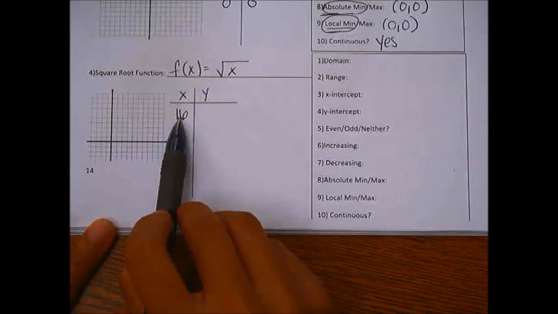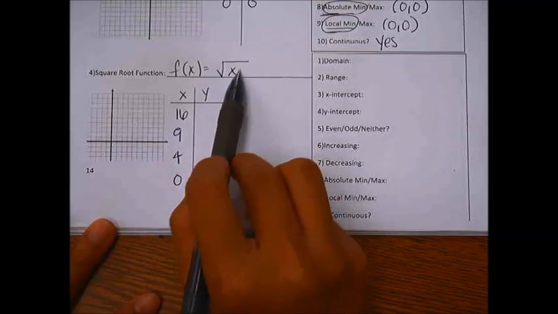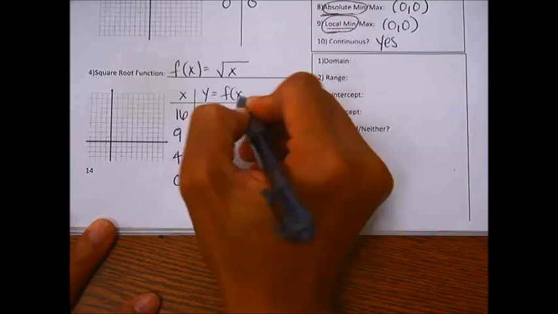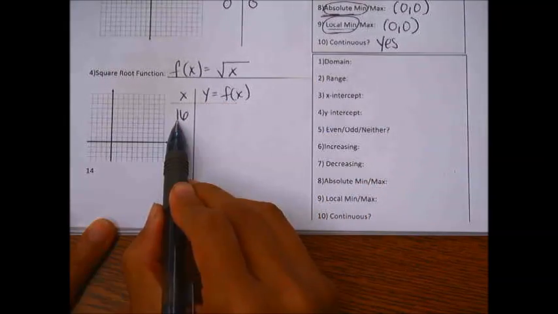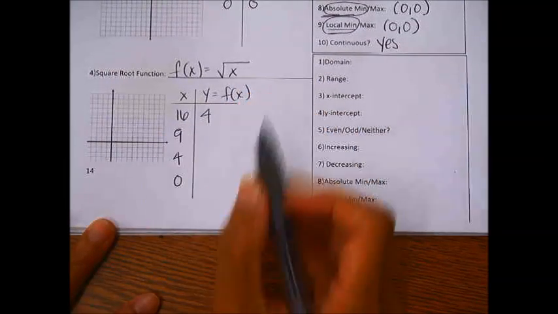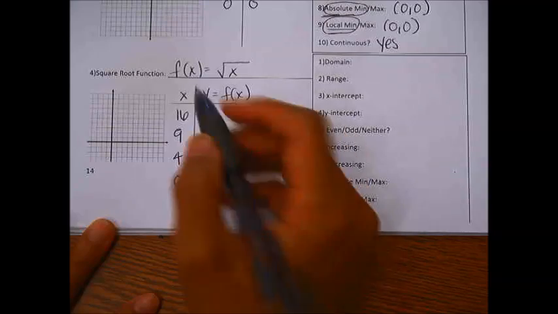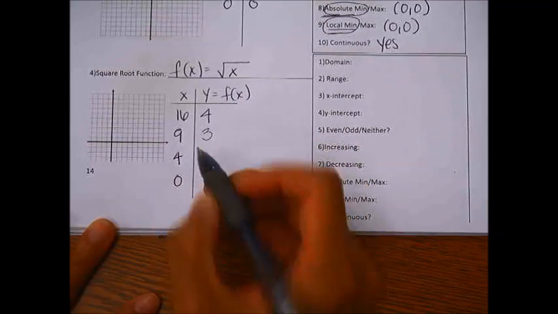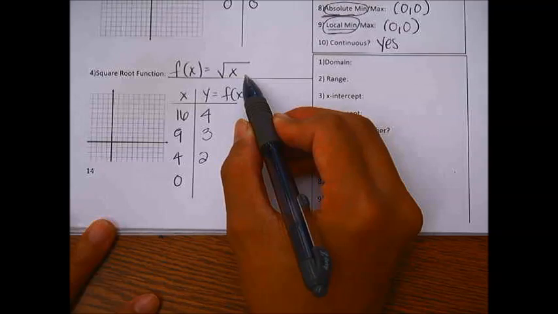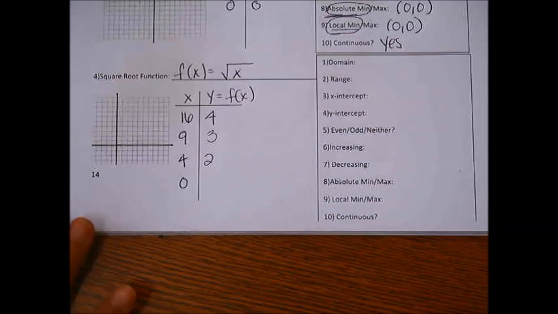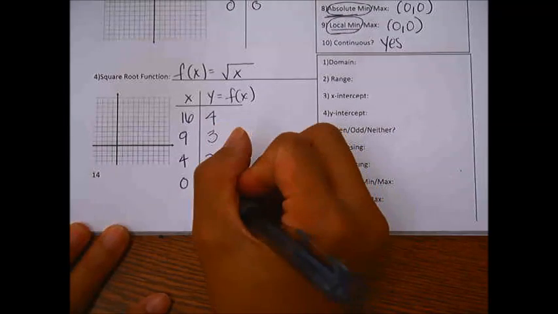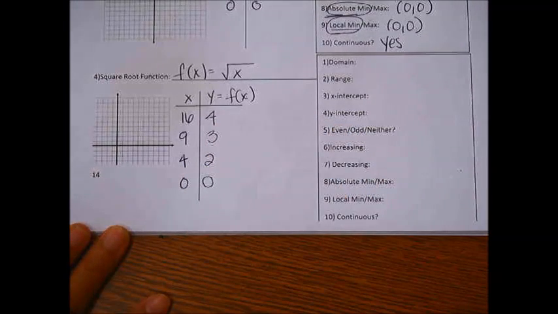When the input is 16, the output is y, which is the same as f of x. Remember that? So the square root of 16 is 4. The square root of 9 is 3. The square root of 4 is 2. The square root of 0. Is it okay to have a square root of 0? Sure it is. The square root of 0 is 0. Okay? So now I have my inputs, my outputs.